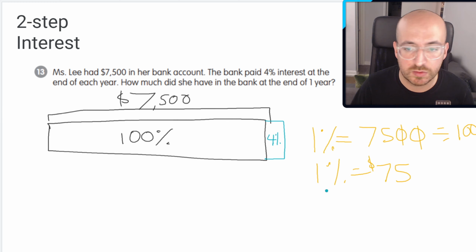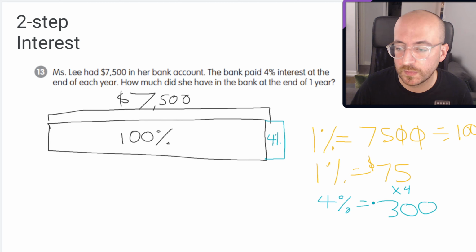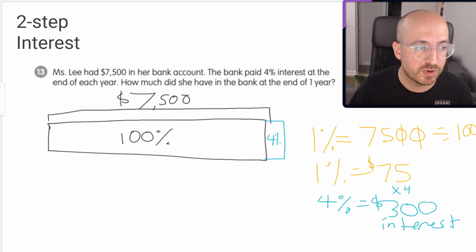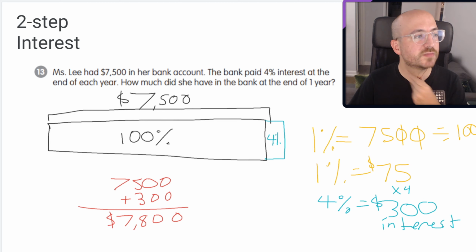Now we want to know the bank would pay 4% interest. So that times 4: 75 times 2 is 150, 150 plus 150 is 300. Cool. So this is the interest, but they want to know how much is in the bank. So that would be 7,500 plus the interest. That means at the end of the year, she would have $7,800 in total.